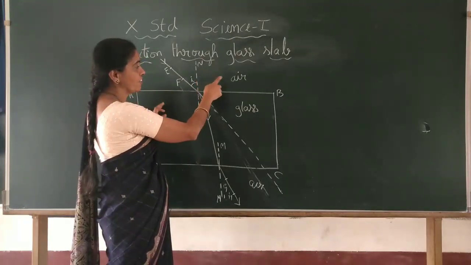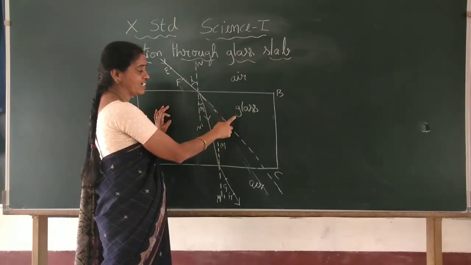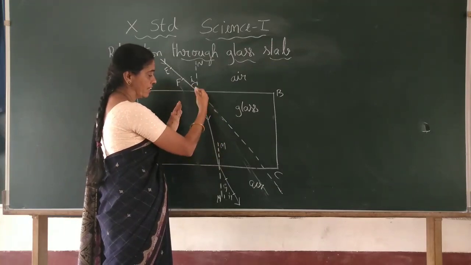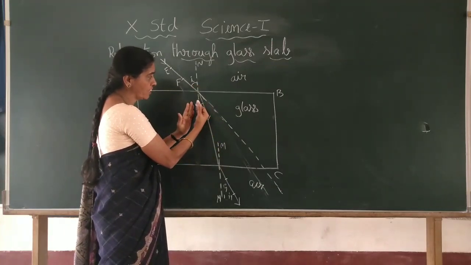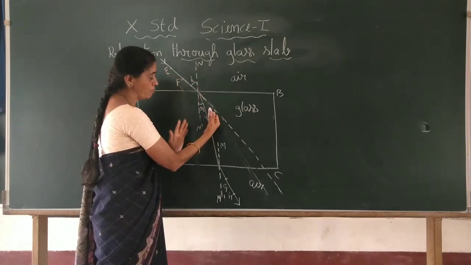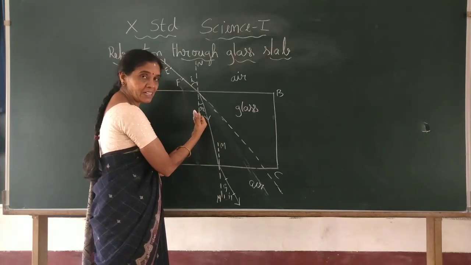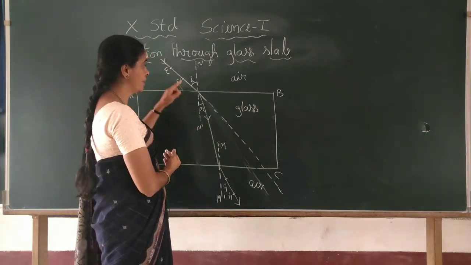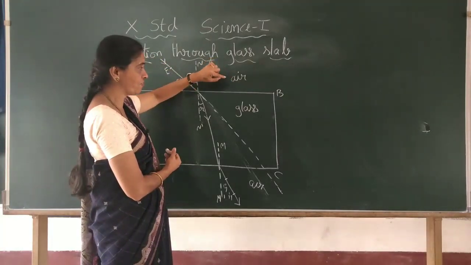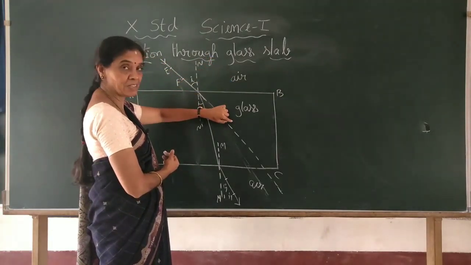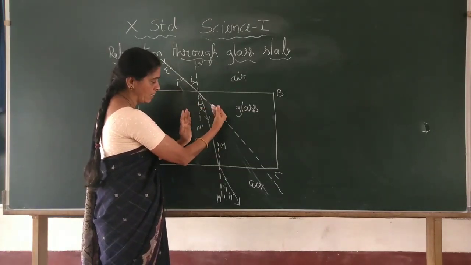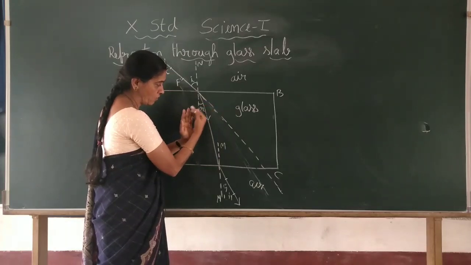Now light is traveling from the rarer medium, air, to the denser medium. Now see the refracted ray, it comes closer to the normal. It is away from the normal in the rarer medium, but in the denser medium, it moves towards the normal line. So what will you say? You remember, when light is traveling from the first medium, which is the rarer medium, to the denser medium, the ray will move towards the normal.